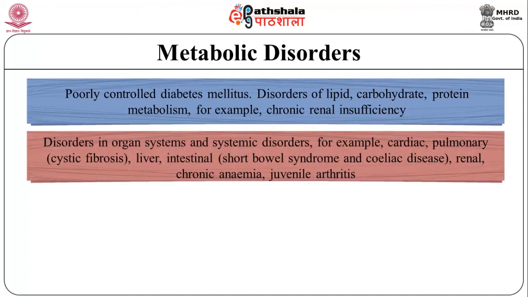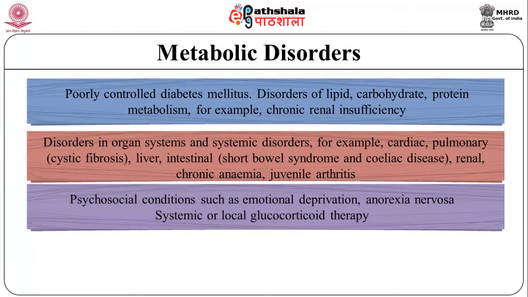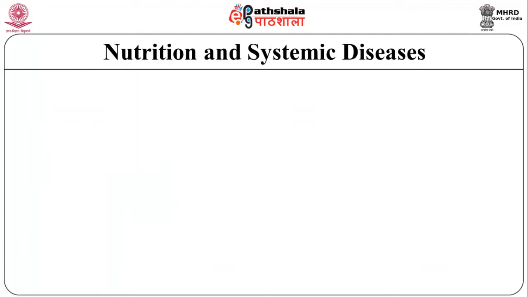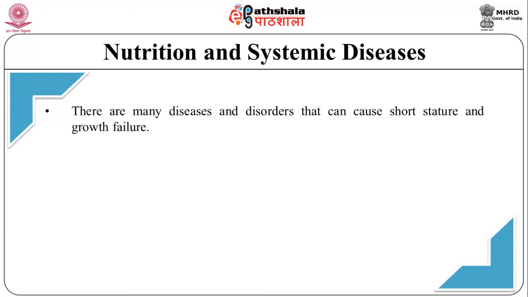Disorders in organ systems and systemic disorders, for example, cardiac, pulmonary, cystic fibrosis, liver, intestinal, short bowel syndrome and celiac disease, renal, chronic anemia, juvenile arthritis. Psychosocial conditions such as emotional deprivation, anorexia nervosa, systemic or local glucocorticoid therapy. The treatment of childhood malignancy, for example, chemotherapy, total body irradiation, etc. Nutrition and systemic diseases. There are many diseases and disorders that can cause short stature and growth failure.